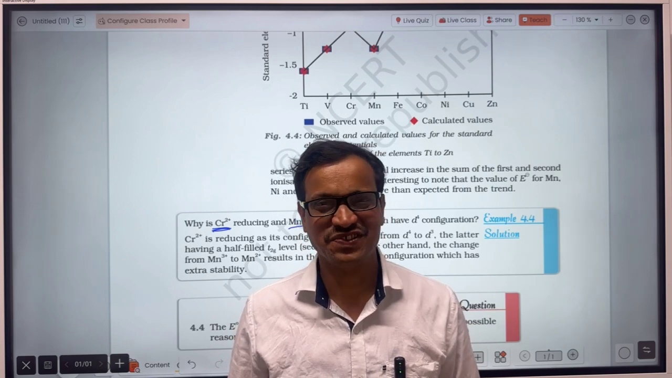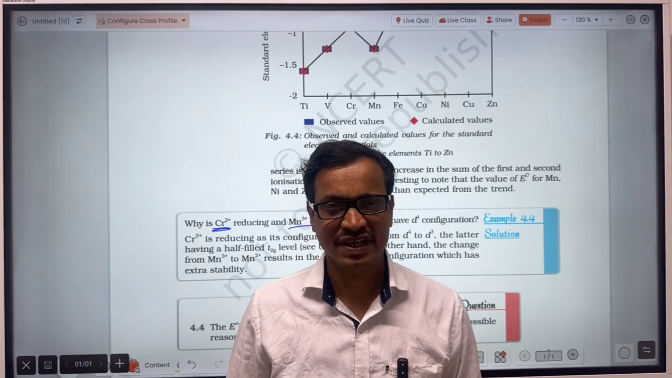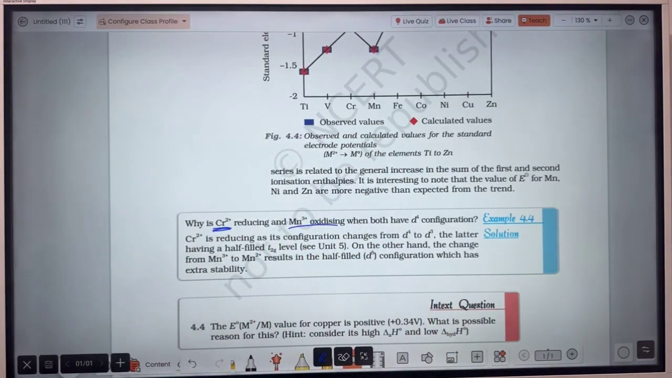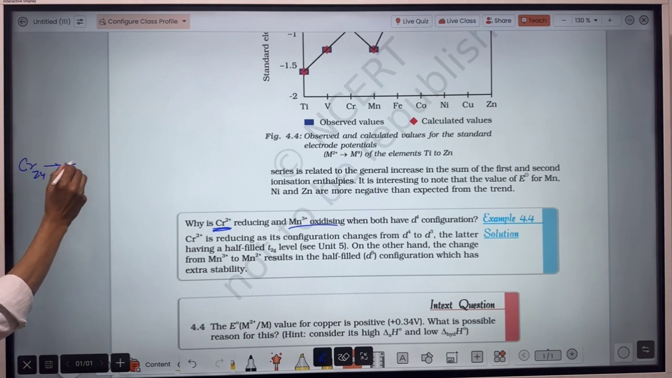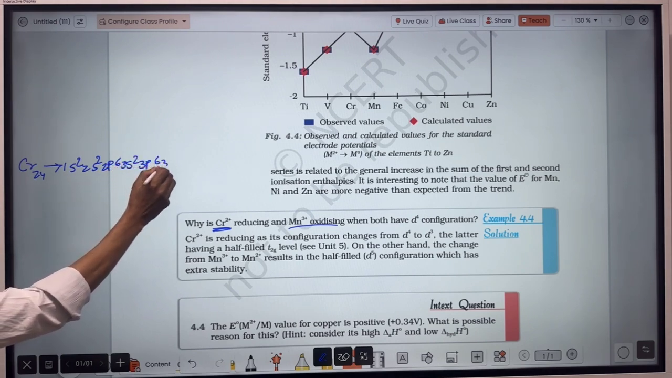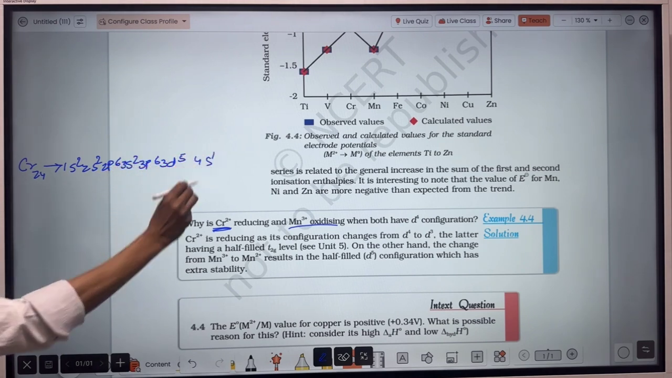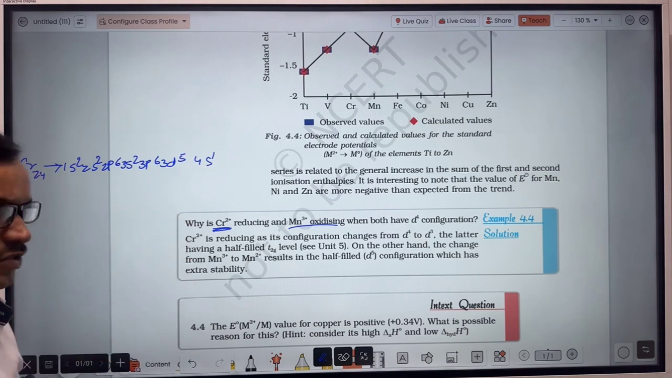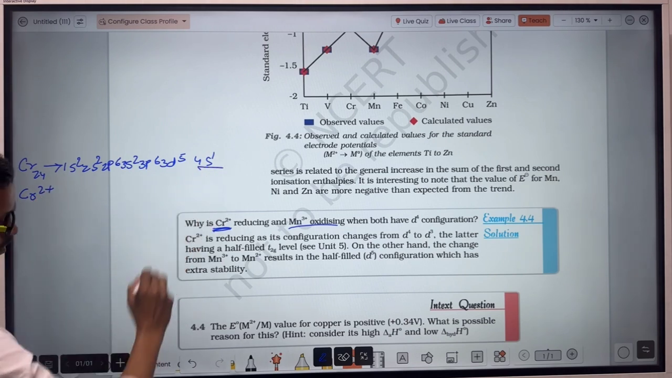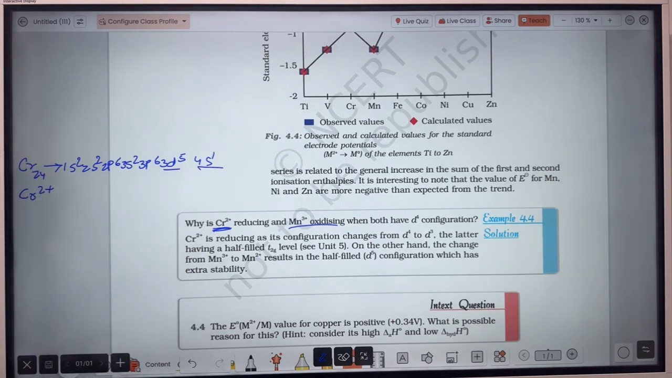Scotty, VCR, that you also know. Scotty, VCR, May, Pheco, nickel, copper, zinc. So the atomic number of chromium is 24. This is the electronic configuration of chromium. Let's see what the electronic configuration will be in the +2 oxidation state. So one electron will be removed from 4s and one electron from 3d.